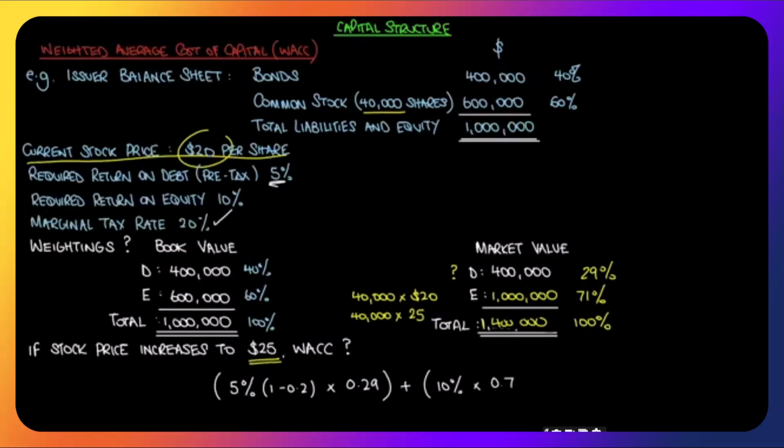Its weighting, 0.71. That will give me 8.26%. That's my WACC at 25. It would not have been the WACC at 20. So if you choose market weightings, be aware, changes in market prices will change your calculated WACC.